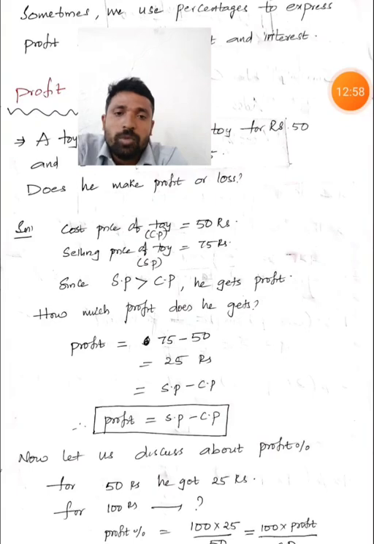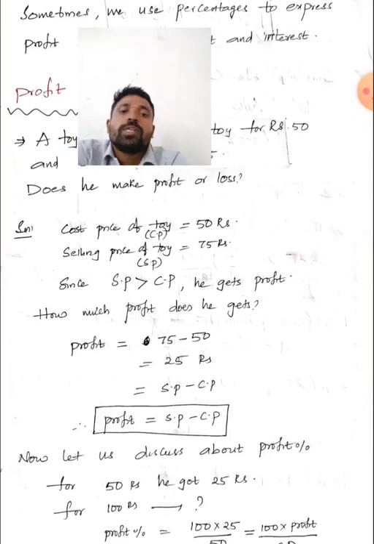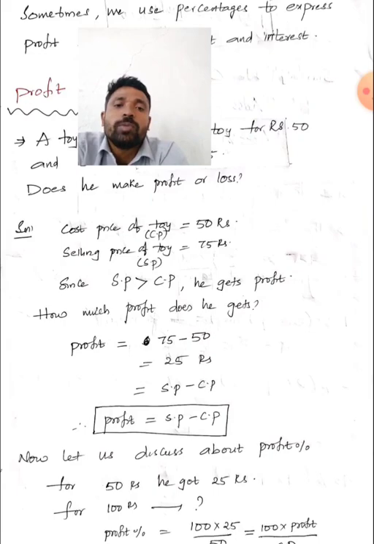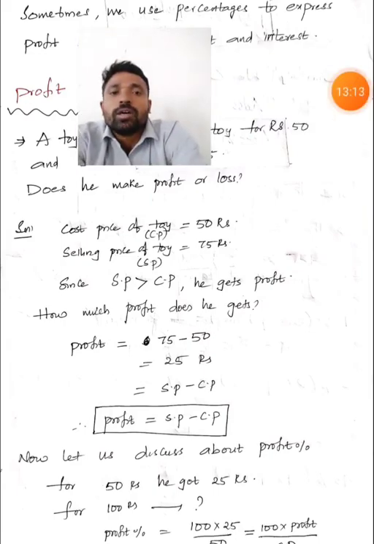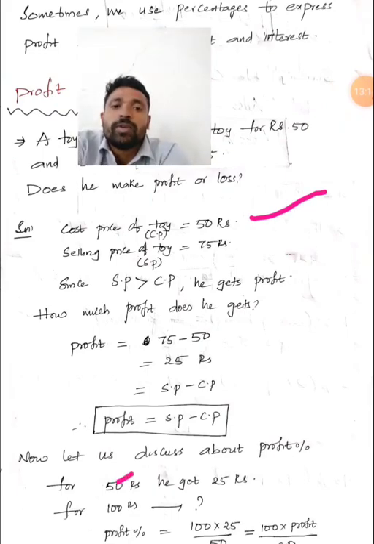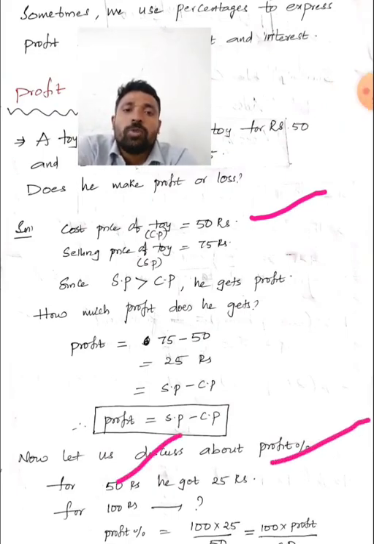Okay, now let us discuss the profit percentage. By the above example, let us find the profit percentage of that item. How much profit percentage is he getting? See here, for 50 rupees he got 25 rupees profit. That only we find here. The cost price is 50. Means for 50 he is getting 25 rupees profit.